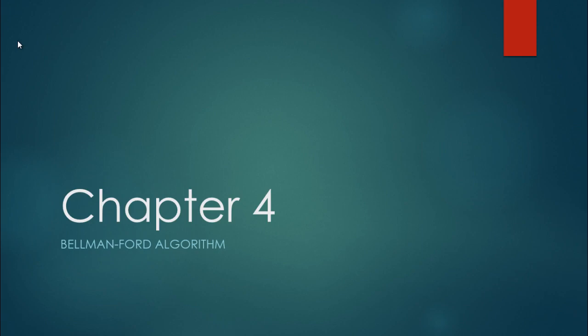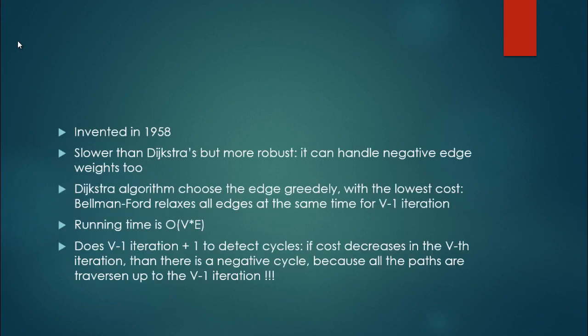Hi, in this video we are going to talk about the other shortest path algorithm, the so-called Bellman Ford algorithm. So let's get started. It was invented in 1958. It is slower than Dijkstra's algorithm, but much more robust. It can handle negative edge weights too.